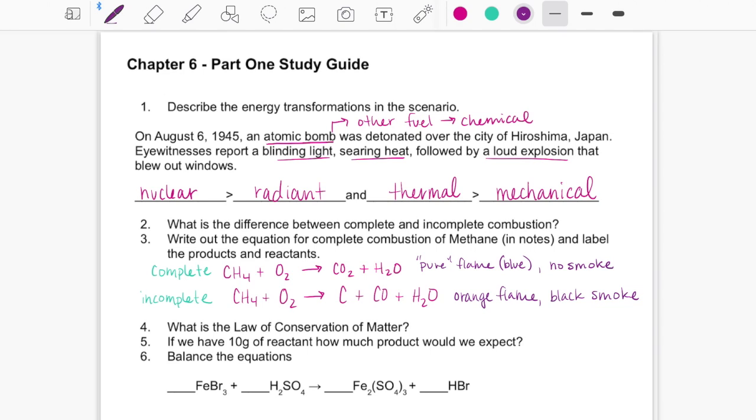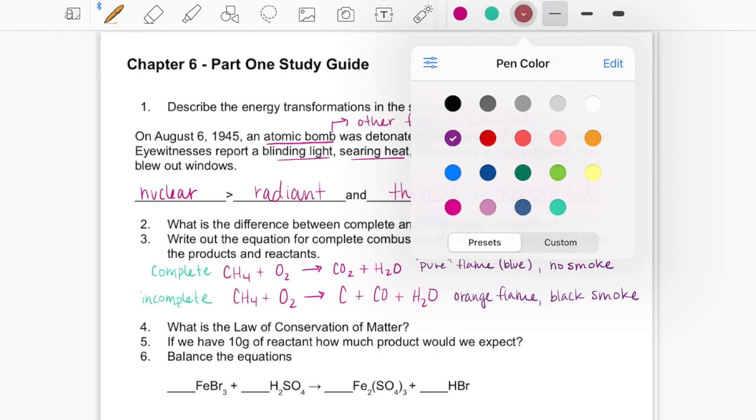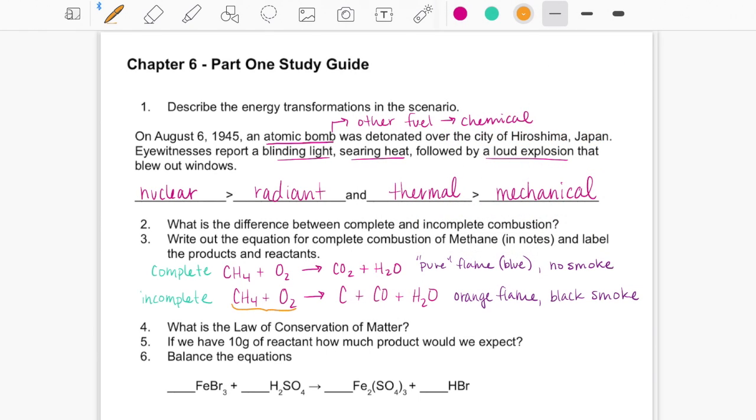Okay, so with the equation, let me change colors again. This side is our reactant, and then this side is our product. The key thing is that the reactant is always going to be on the blunt side of our yield arrow, and the product is always going to be on the pointy side of our yield arrow. Okay, what is the law of conservation of matter?